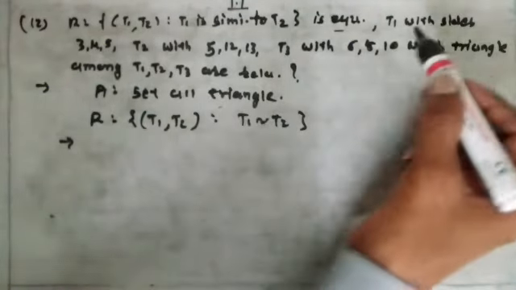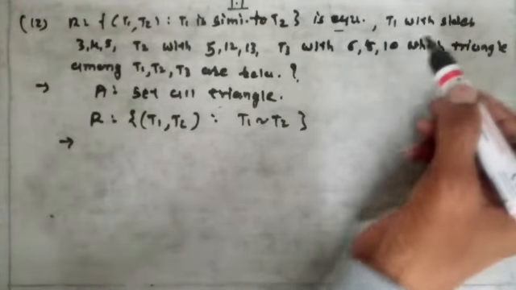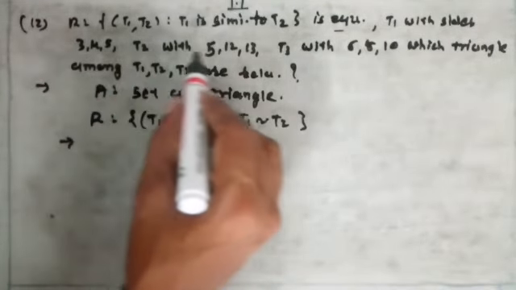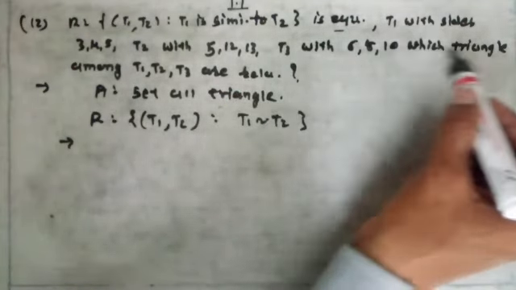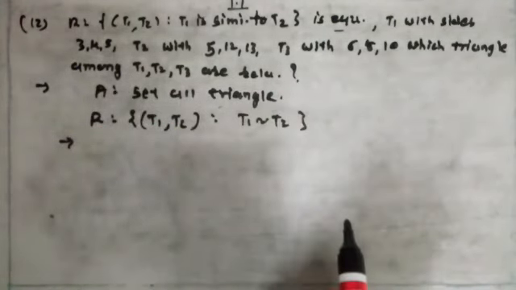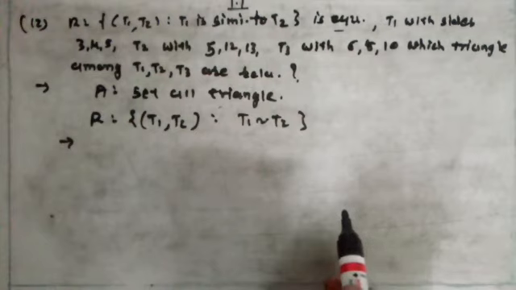Now, for the second portion of the same question, T1 is a triangle with sides 3, 4, 5, T2 with sides 5, 12, 13, T3 with sides 6, 8, 10. Which triangles among T1, T2, T3 are related? We know that two triangles are similar if the sides of both triangles are in the same proportion.